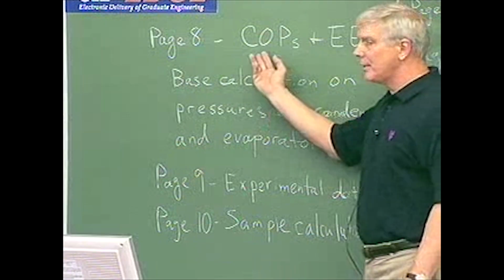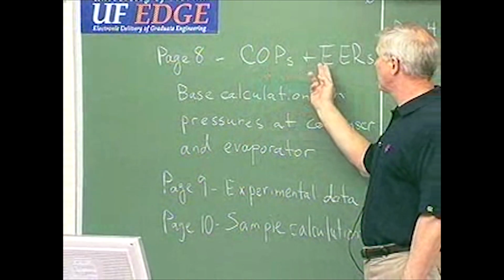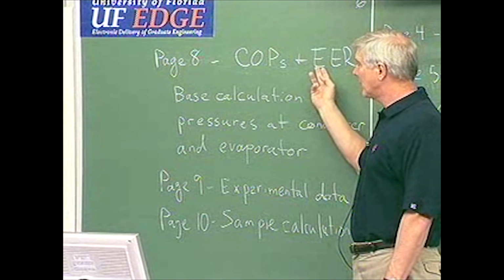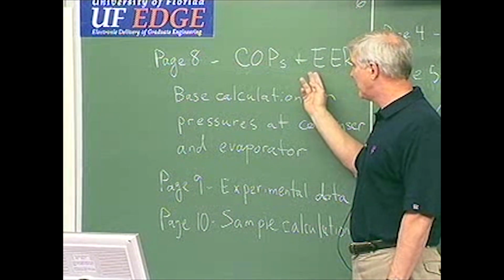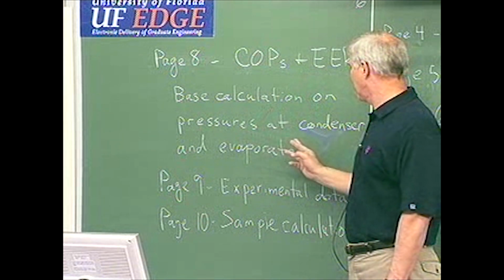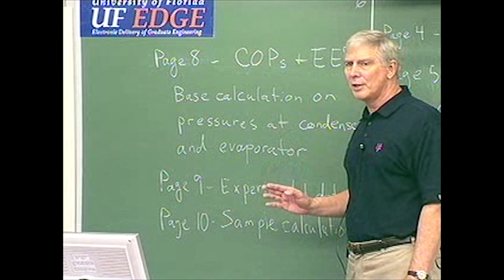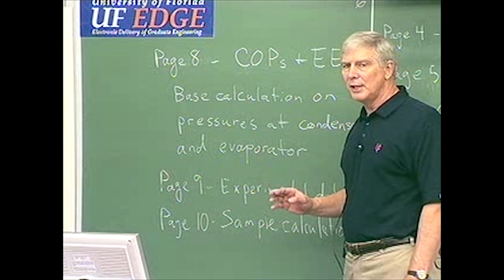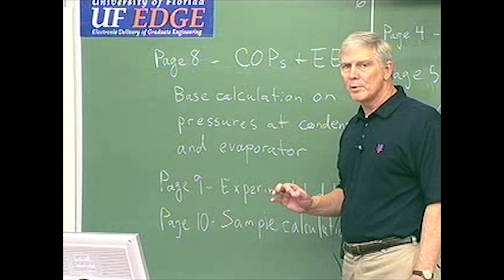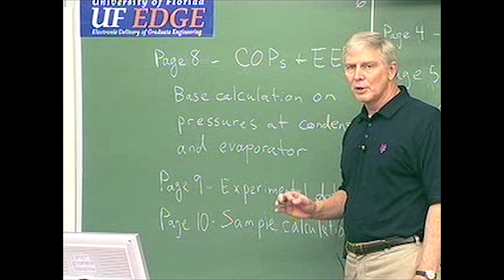On page 8, I want you to present your coefficients of performance and energy efficiency ratios. You might make a little table or something like that, just some nice way to present the data. And I want you to base your calculations on the pressures at the condenser and the evaporator. Because there's some uncertainty in the temperature and pressure measurements, you're going to have to pick either the temperature or the pressure to look up the values. You can't do both.